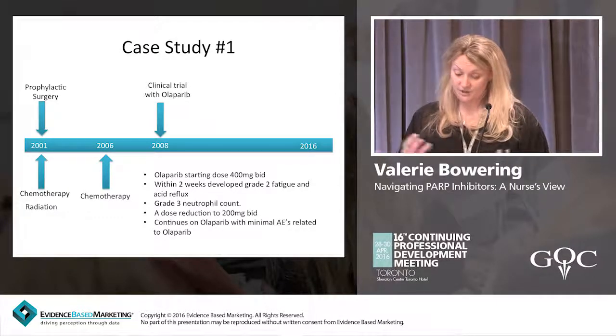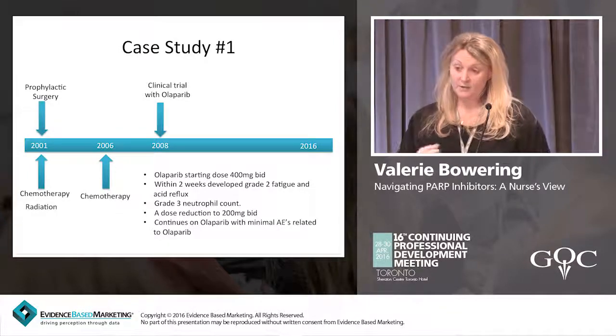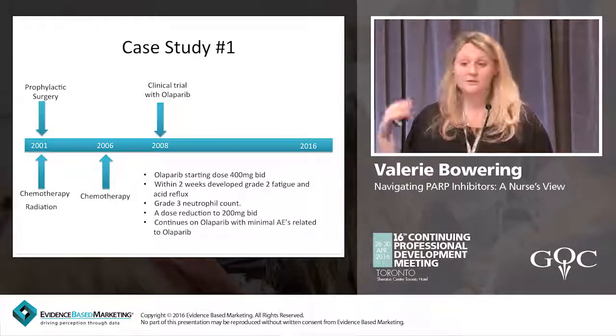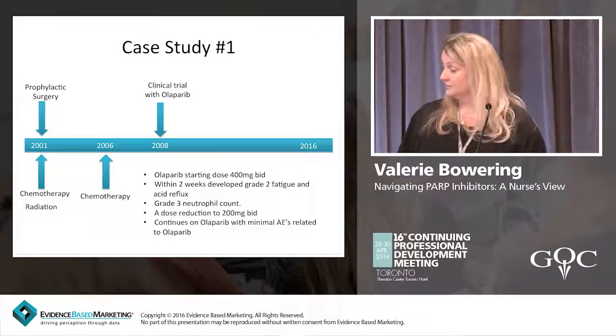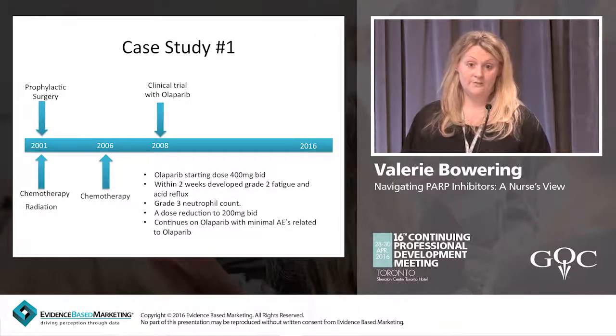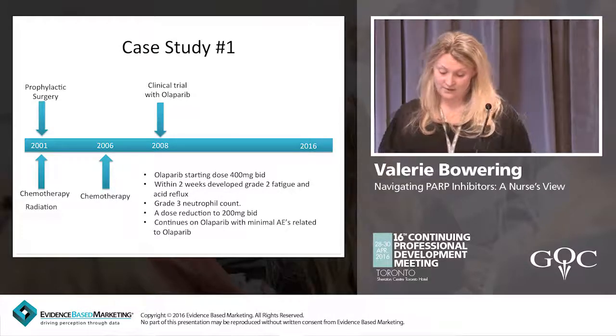So she started off with the 400 milligrams twice a day. Within 2 weeks, she developed a grade 2 fatigue as well as acid reflux, and then she also had a grade 3 neutrophil count. So according to the protocol, we had to do a dose reduction. So we reduced her down to 200 milligrams twice a day, and today, I saw her last week, she continues on olaparib and is doing well with very few side effects.